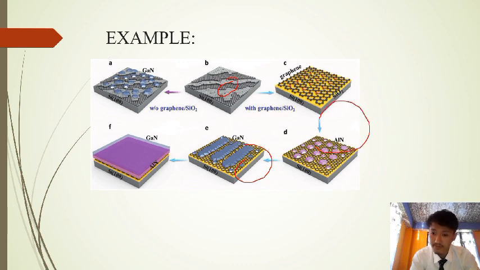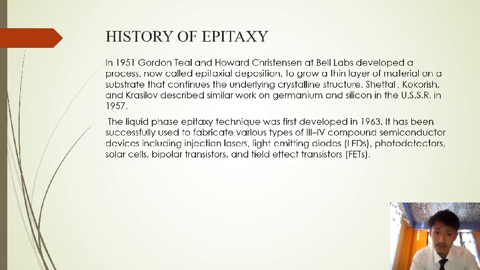Moving on. So this is a little bit of history of epitaxy. Epitaxy was first developed in 1951 by Gordon Teal and Howard Christensen at Bell Labs, which is now called epitaxial deposition, to grow a thin layer of material on a substrate that continues the underlying crystalline structures. So these were the two scientists who started this epitaxial technique for the first time.